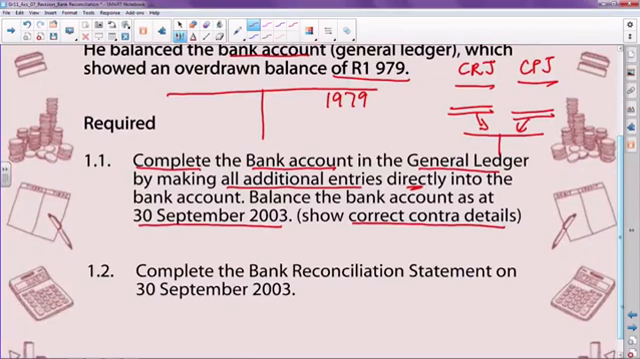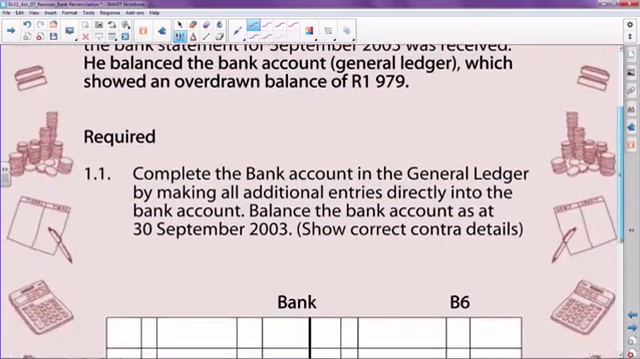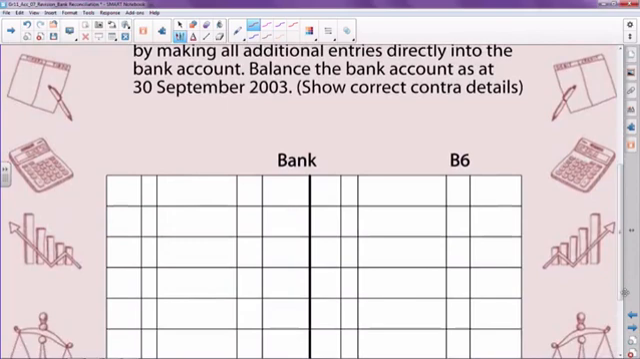Right, so that's the first part of the question. The second part of the question is complete the bank reconciliation statement on the 30th of September 2003. Okay, right, so before we start with the first question, obviously, we need to look at the additional information given. But even before I do that, I want to quickly recap on your bank account, because remember, the first question, all additional entries will go directly into the bank account. Right, so looking at the bank account, what do we already know?